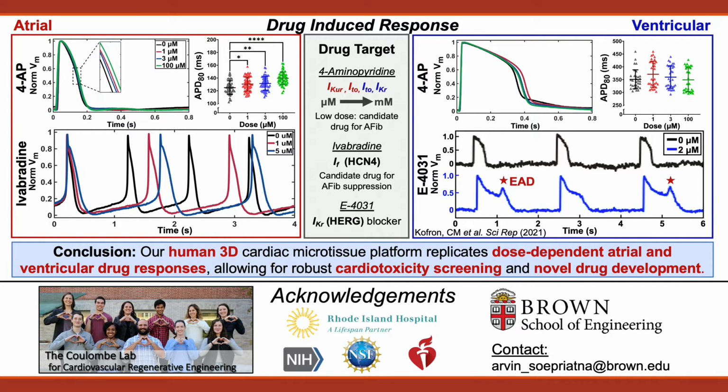Finally, we tested our microtissues with several drugs that target different ion channels. The first drug is 4-aminopyridine, which is a candidate drug for atrial fibrillation, which blocks the atrial-specific ultra-rapid potassium channel IKur at low doses. We were able to detect dose-dependent prolongation in APD in our atrial microtissues, and this response was absent in our ventricular microtissues.